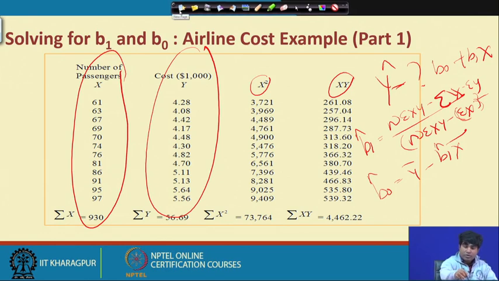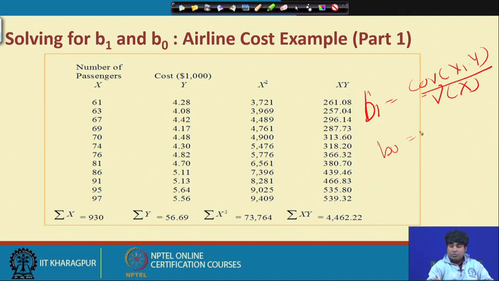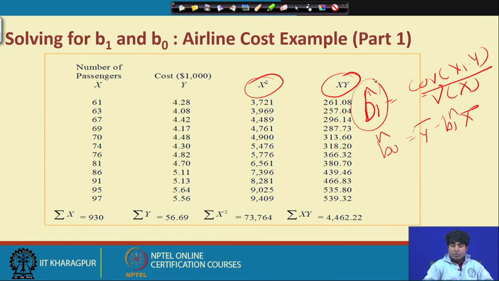Let me give you another way in the clean copy. This is the beta 1 coefficient, that is covariance of xy by variance of x, and then beta 0 equals y bar minus B1 hat x bar. The first requirement is covariance, for which you need xy, and for variance of x you need x squares. Having this information, first you find the B1 value, and with the help of the B1 value you can find the B0 value.